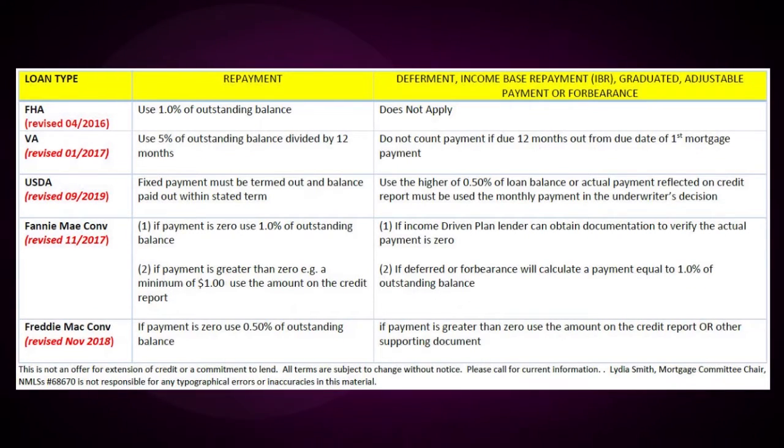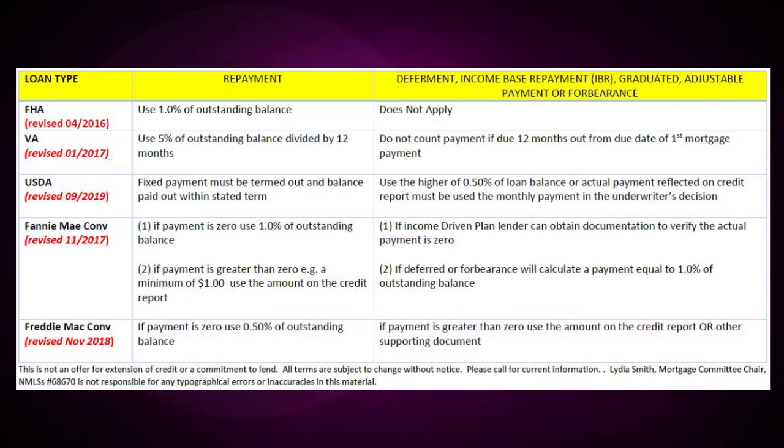Let me give you an example. If the balance on that student loan is $100,000, then the payment of $1,000 must be included in the debt ratios. Now with Fannie Mae, they're a little bit different. The payment must be a minimum of $1. It has to be greater than zero.